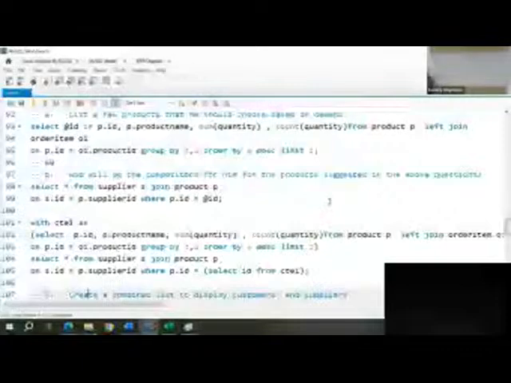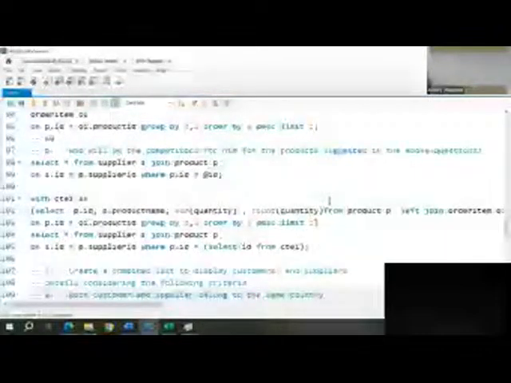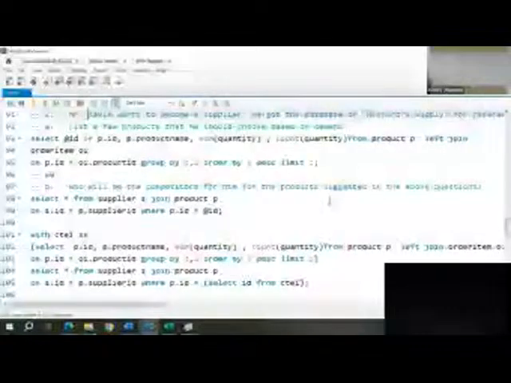Didn't we do something like this? Create a combined list to display suppliers and customers. We did that, right? But then they're asking for some extra information along with it.